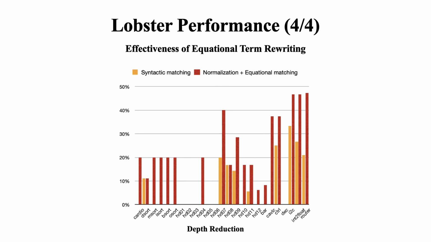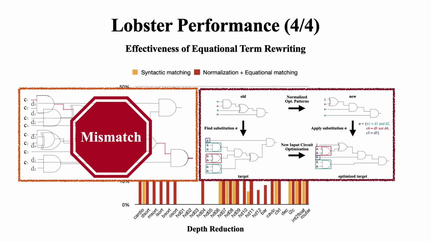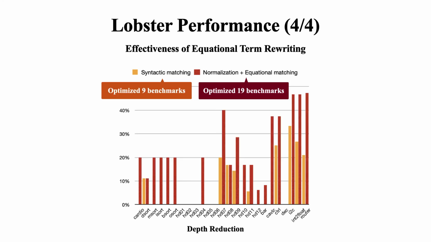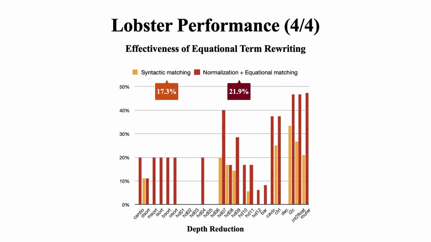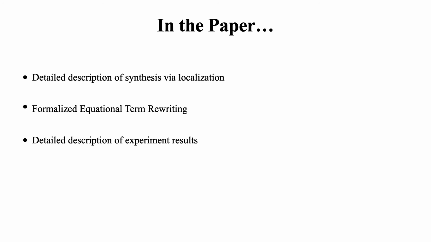Finally, we evaluated the effectiveness of equational term rewriting that is used to flexibly apply learned optimization patterns. We compared syntactic matching to equational term rewriting method. Using syntactic matching only, we were able to optimize only 9 benchmarks and was able to reduce multiplicative depth less than equational term rewriting version. This shows that equational term rewriting allows to flexibly apply the learned optimization patterns.